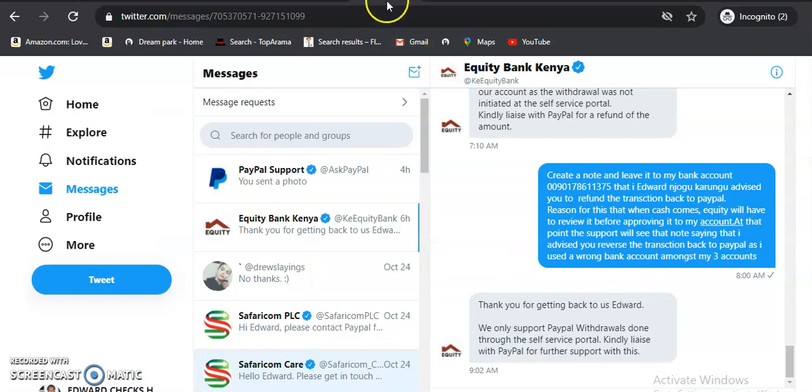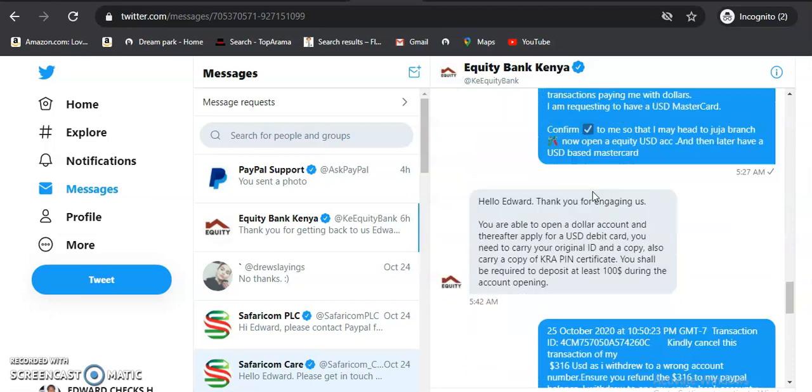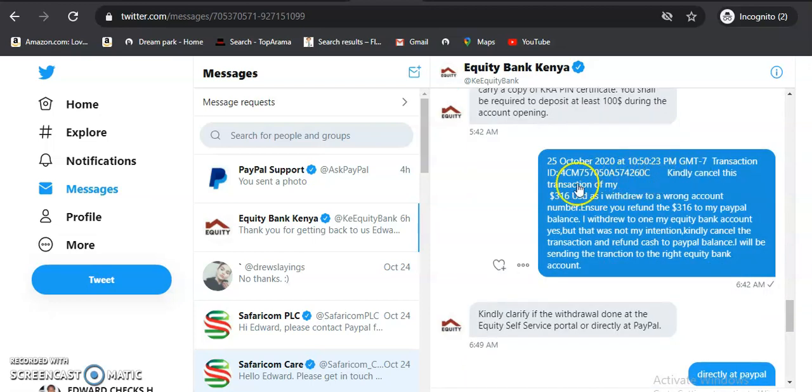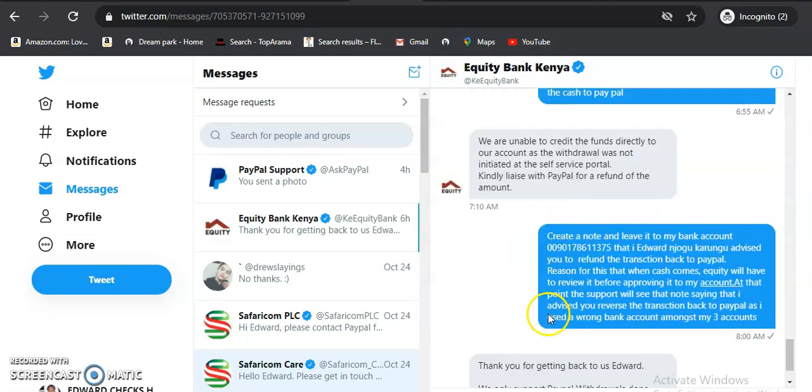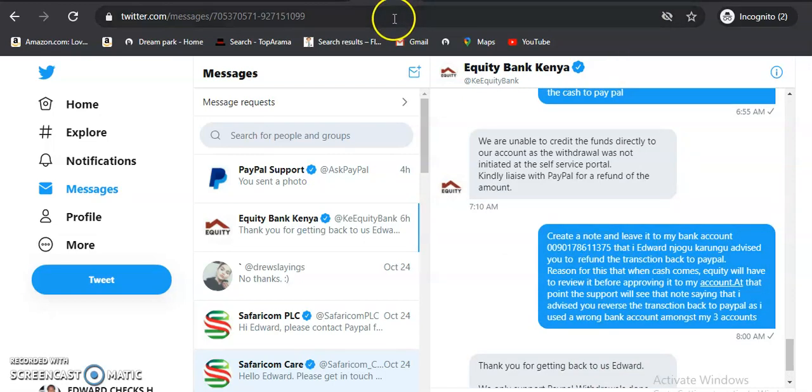On my side, I came on Twitter and texted Equity Bank, telling them to kindly cancel this transaction of 316 US dollars, as I withdrew to the wrong account number, and to refund the 316 to my PayPal balance. They told me that they only support PayPal withdrawals done via the self-service portal, and to kindly liaise with PayPal for further support. That is what Equity Bank told me.